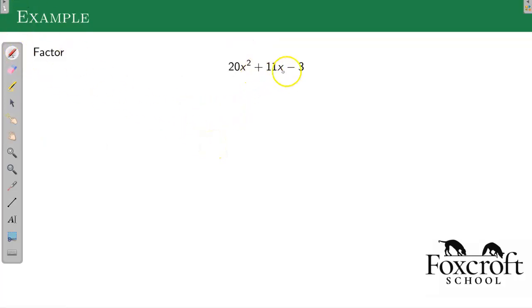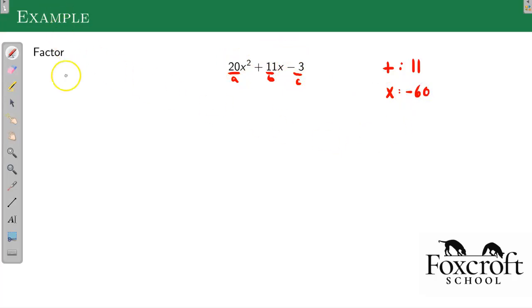So 20x squared plus 11x minus 3. This is A, this is B, and this is C. It's only A, B, and C because it's in the order x squared, x, constant. We need to find two numbers that add together to give 11. They need to multiply together to give 20 times negative 3. Make sure you don't forget your negatives. They need to give negative 60.